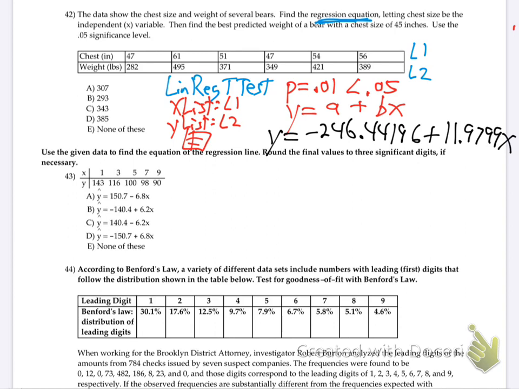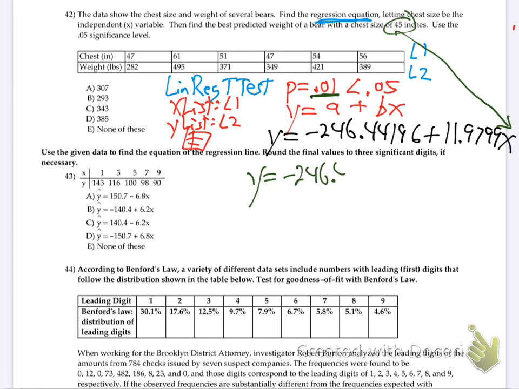And now we're supposed to plug in the x value. What is the x? 45. The 45, the bear's chest size. We're trying to say there's a connection between the bear's chest size and how much the bear weighs, right? Bigger chest, bear weighs more. Smaller chest, bear weighs less. So we're trying to take that chest size and plug it in for x. If you have a chest size, can you use that to predict how much the bear weighs? Well, yeah, you should, because our p-value is really low, which means there's a very linear connection here. So this should work. So plug that in.